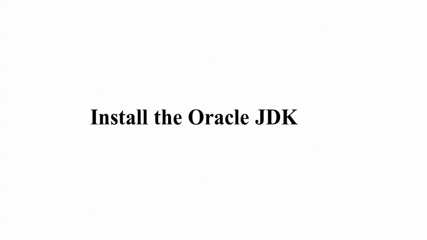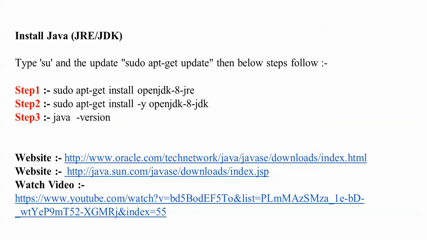For installing Oracle JDK, step 1, step 2, and step 3 are the procedure. You just need to type this command, and in place of 8 you can give a previous version like 7 or 6. Step 2 is for installing JDK, so you can do either step 1 or step 2. Step 3 is to verify the version, so you can check which version of Java you have installed.